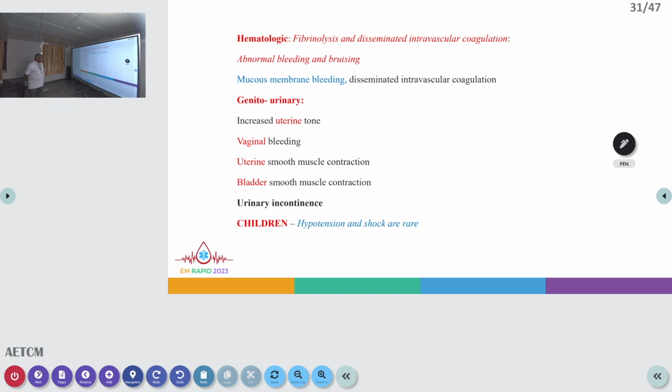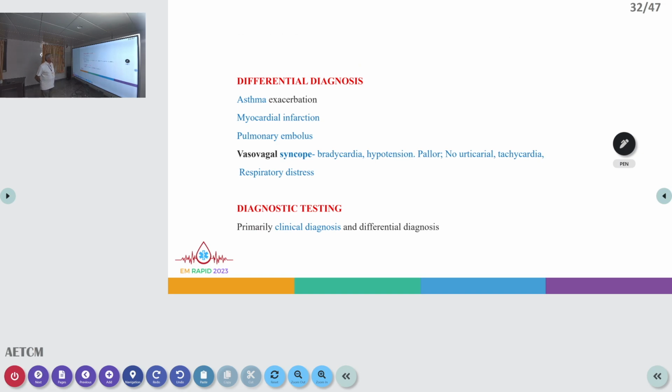Remember, anaphylaxis can cause a major life-threatening hematological problem, that is fibrinolysis and disseminated intravascular coagulation, or abnormal bleeding and bruising. The bleeding may occur from the mucous membrane. In the genitourinary tract: increased uterine tone, vaginal bleeding, uterine smooth muscle contraction, bladder smooth muscle contraction, urinary incontinence. But in children, we may not be able to anticipate hypotension and shock, but other manifestations will be there, and you have to clinically evaluate children very carefully.